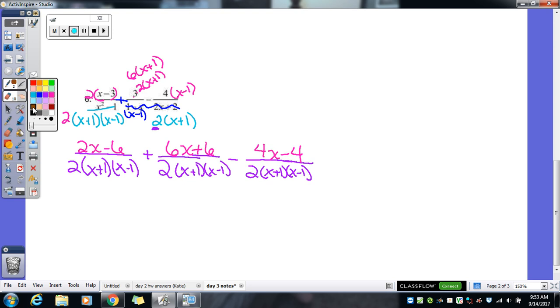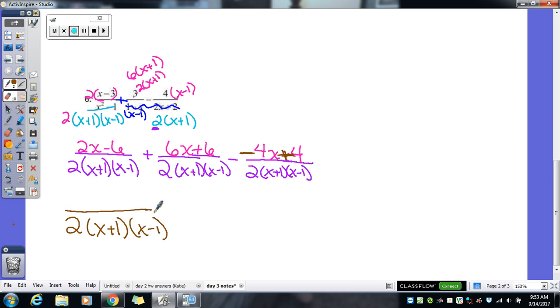Okay. So again, I have a subtraction here, so I'm going to make sure I write that in front of both of them. So that makes it a negative 4x and a positive 4, just so I make sure I combine them correctly. Keeping my denominator, 2 times x plus 1 times x minus 1. So adding our x's, we have 2x plus 6x minus 4x. It would give us a 4x. Negative 6 plus 6 plus 4 gives us a plus 4.